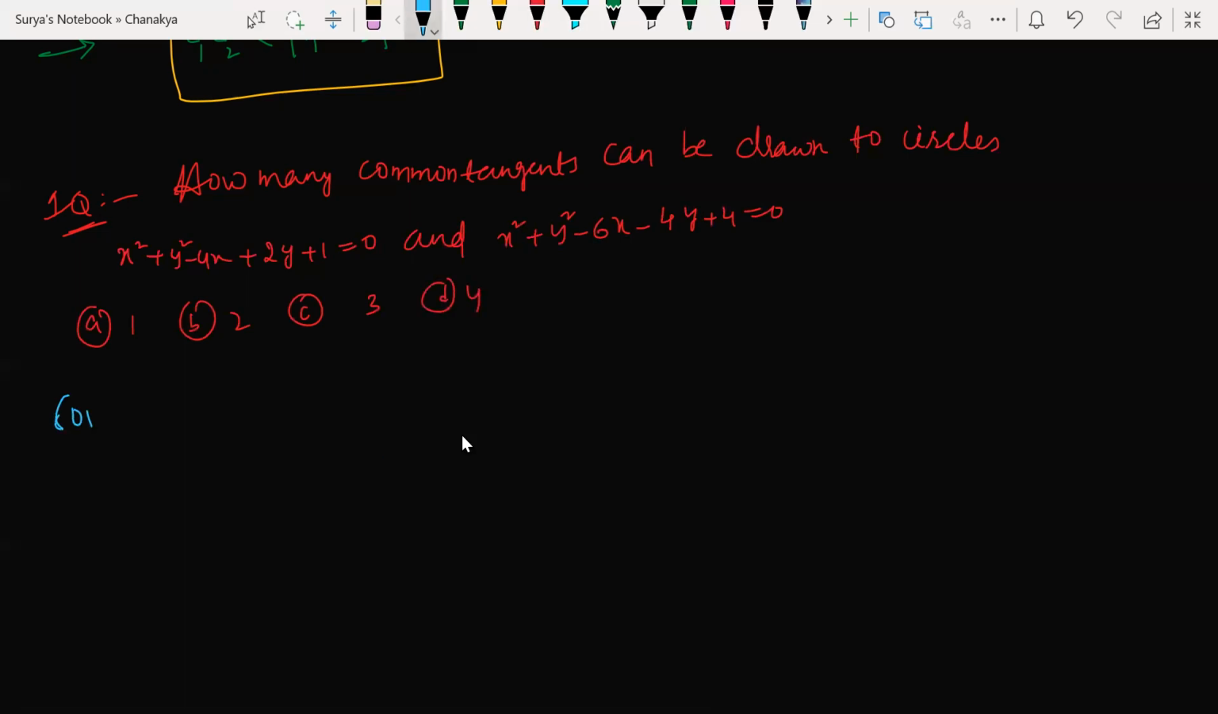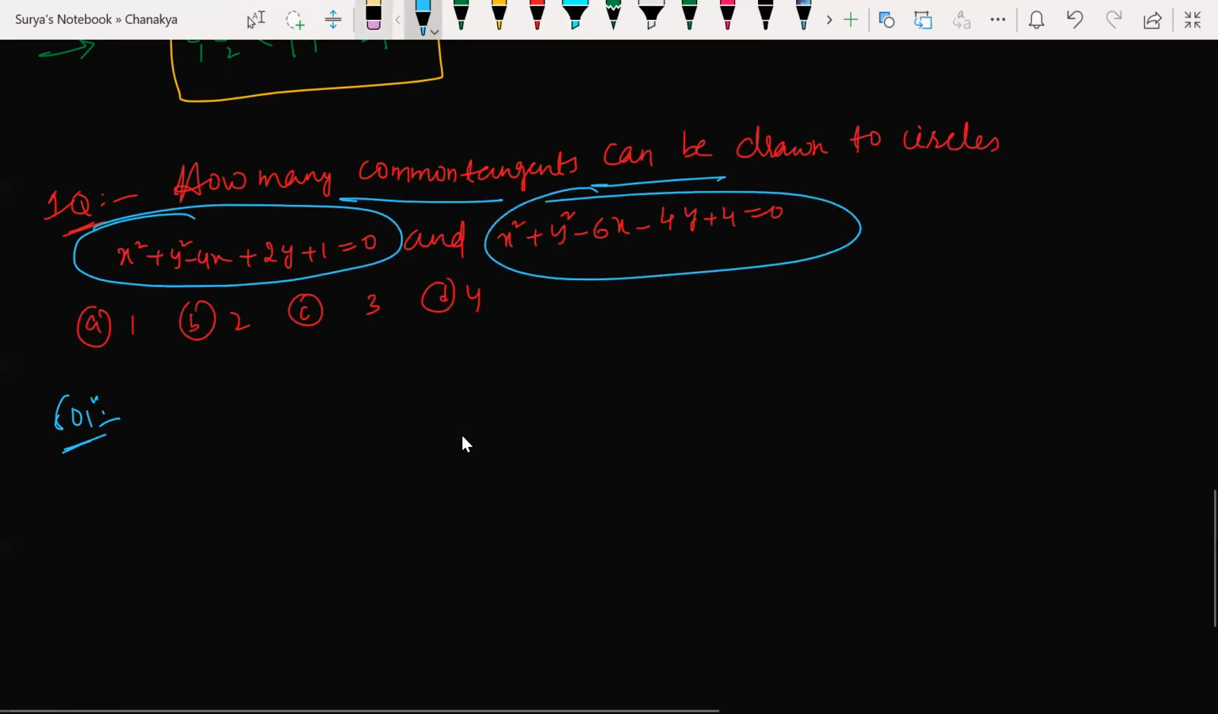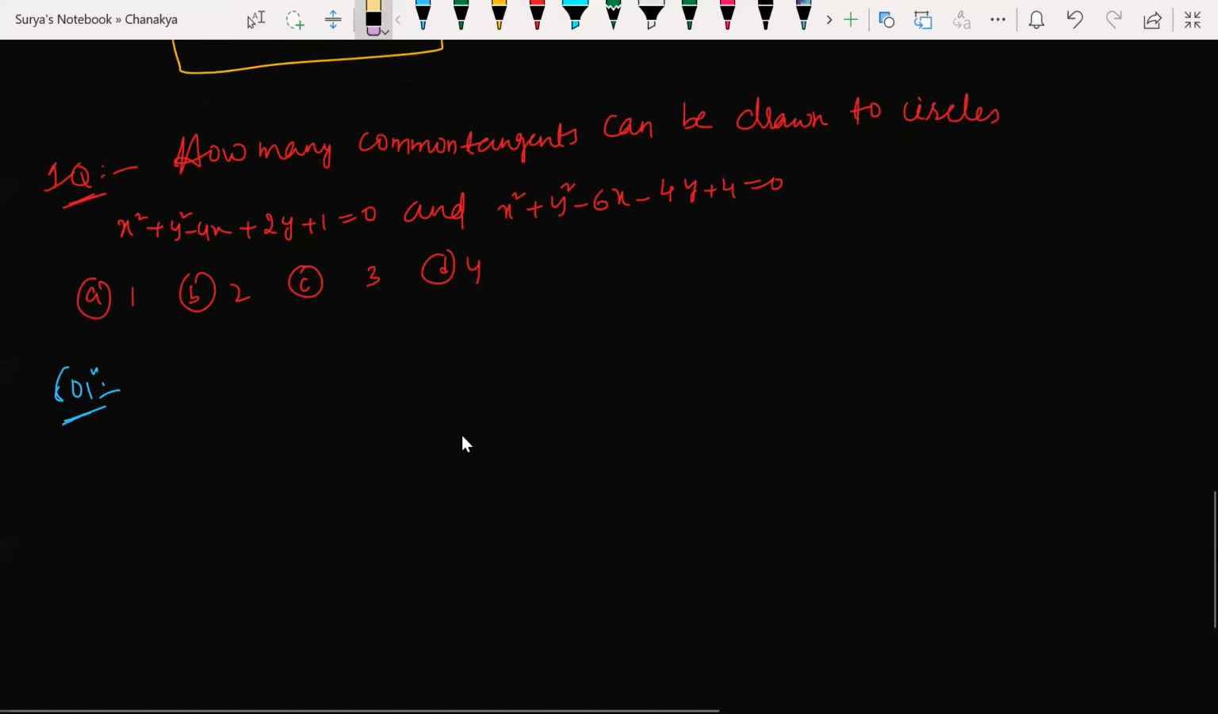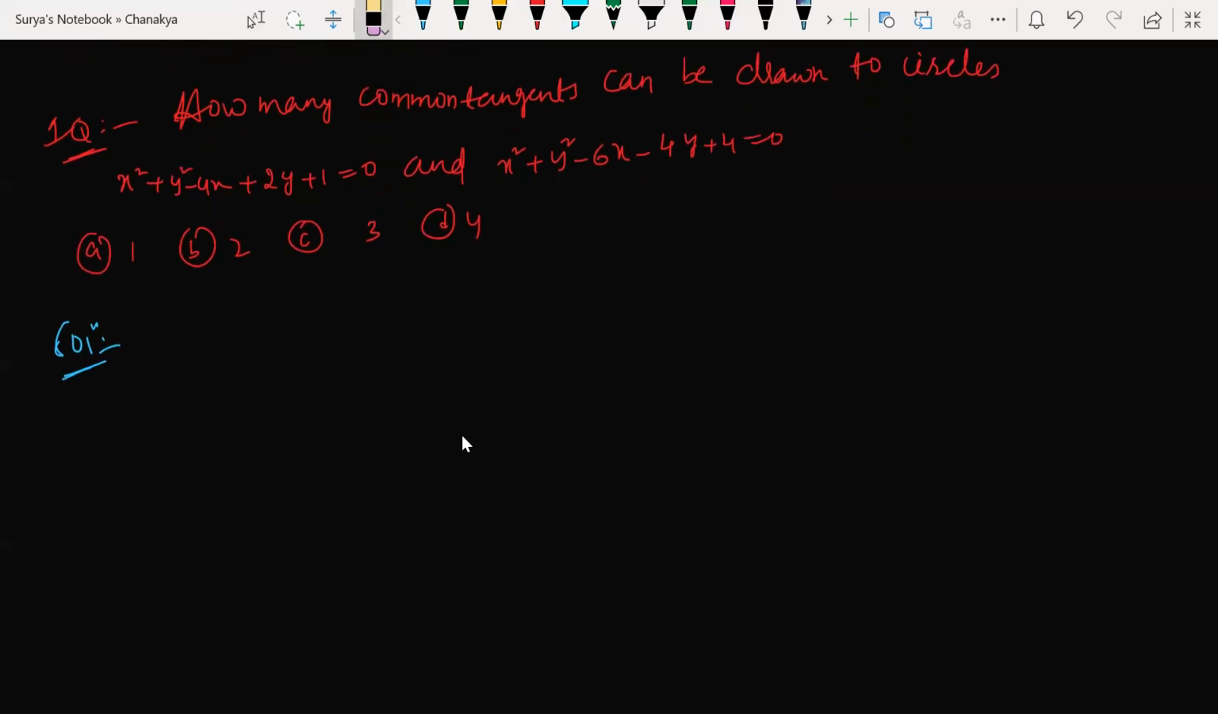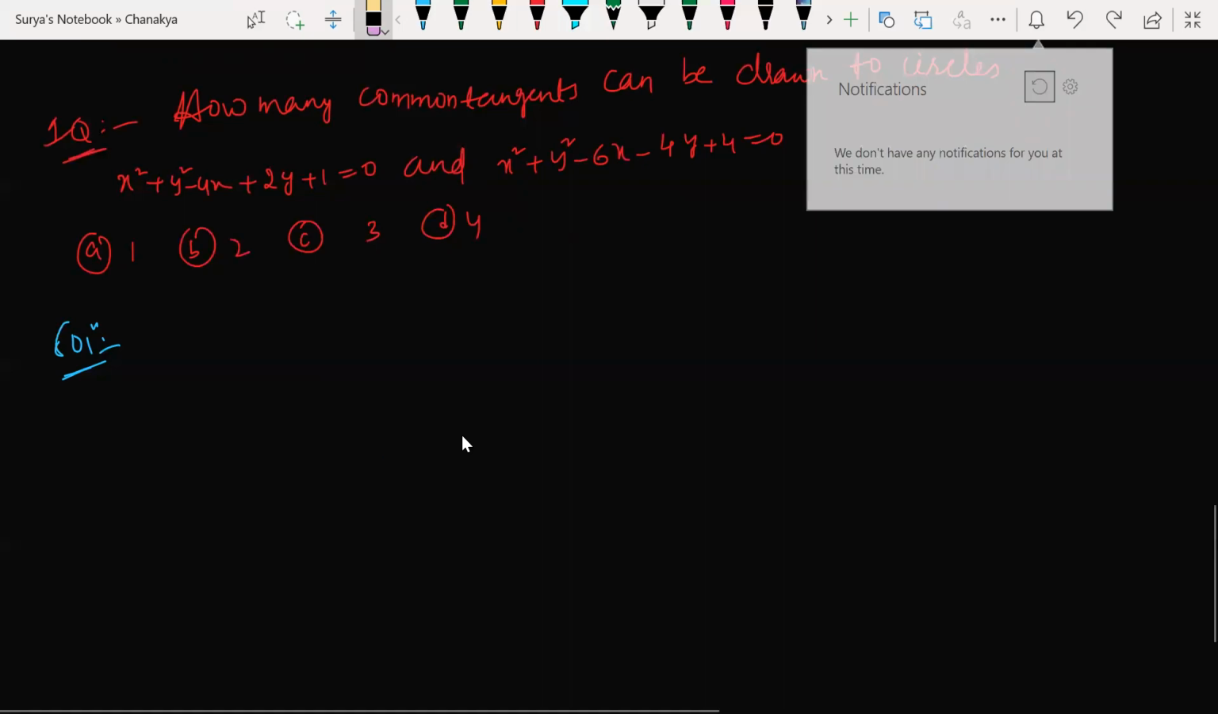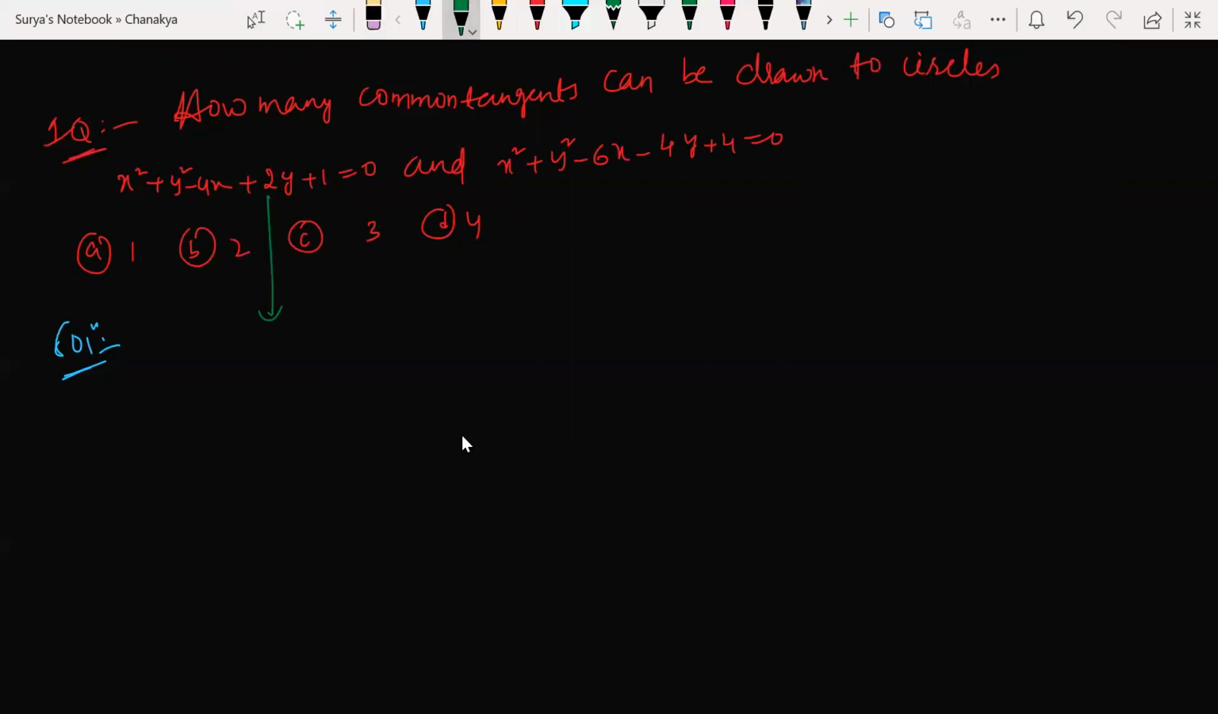So how can we solve this question? Let me solve one question. I'll give homework from the next question. There are two circles given here. Whenever two circles are given, what exactly do you have to do? Always make C1 and C2. Let us consider this is my center, circle 1, and this is my circle 2.